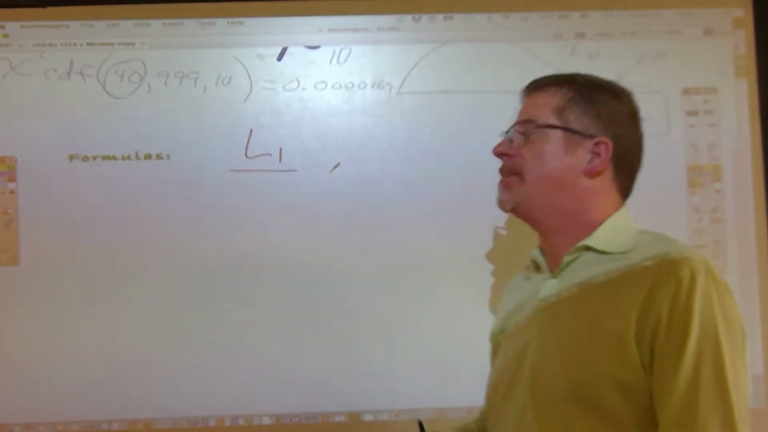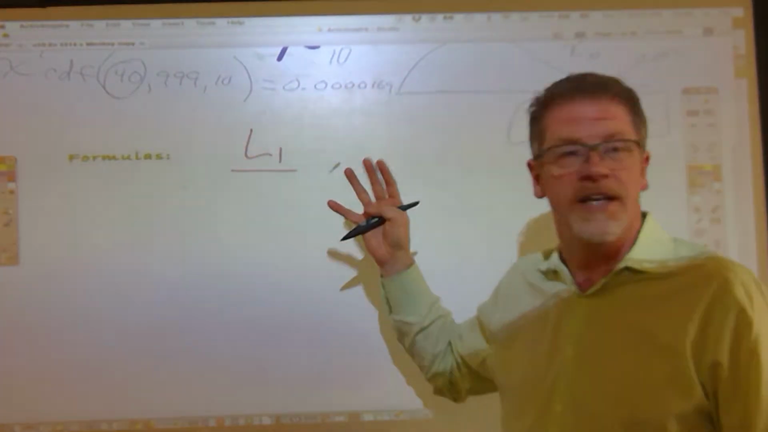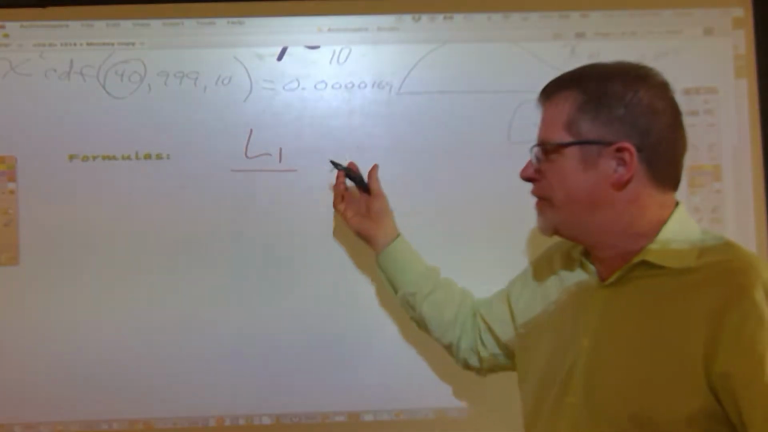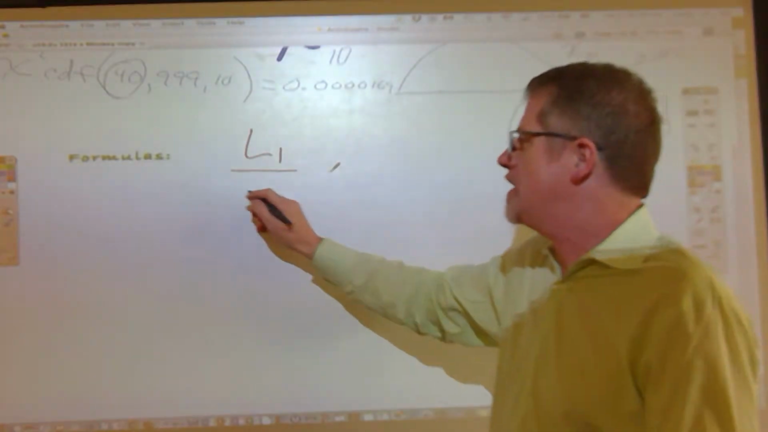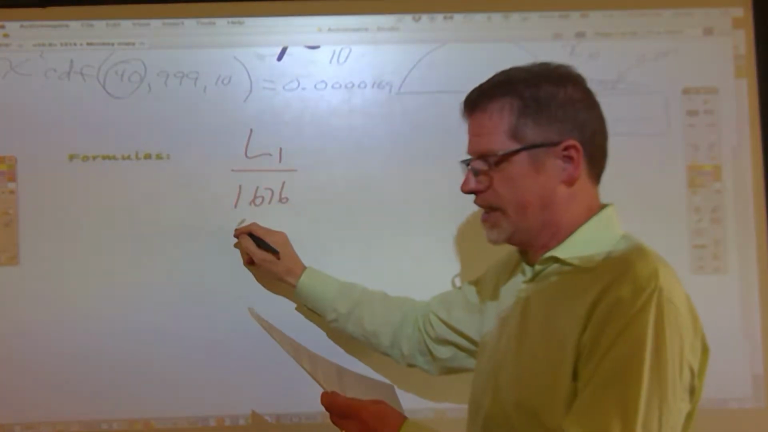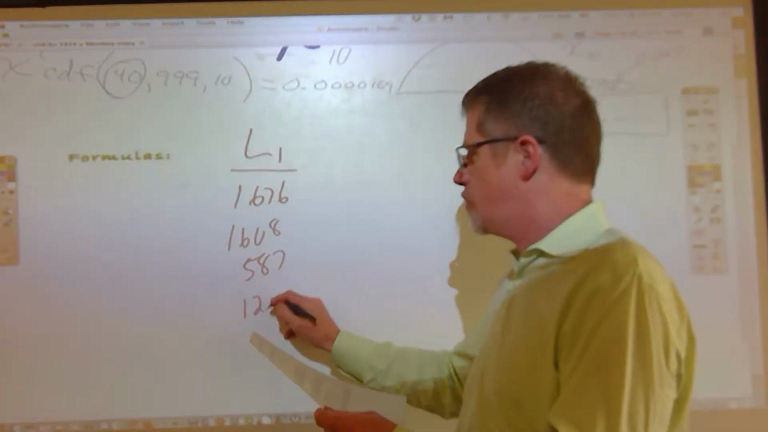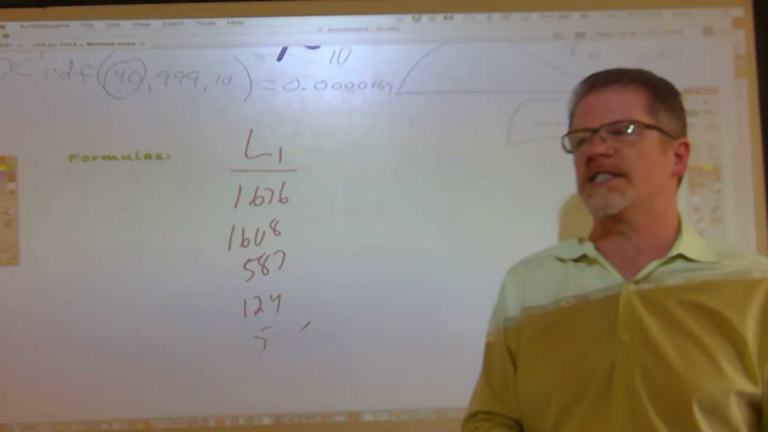We tried to throw you off a little bit by putting the one-way table laid out horizontally to somehow perhaps cause you to not realize that you have to enter them vertically into list one. So we got 1676, 1608, 587, 124, and 5. So those are the numbers you would put in list one.